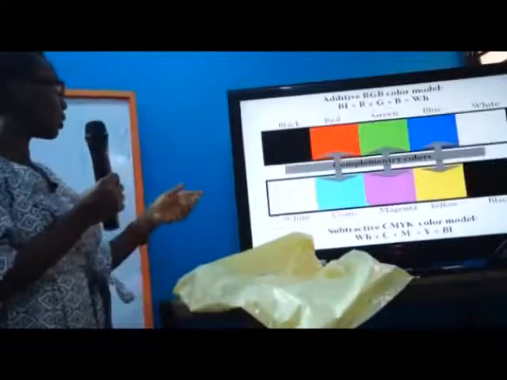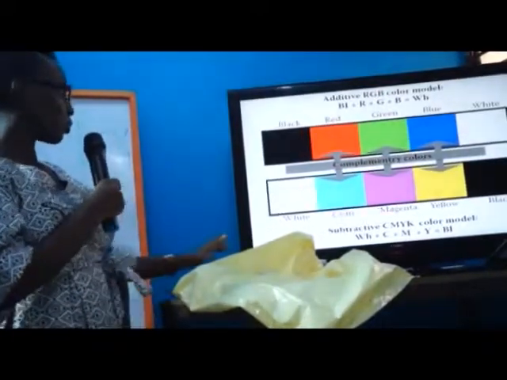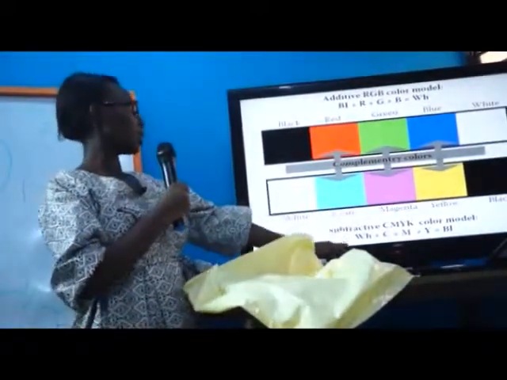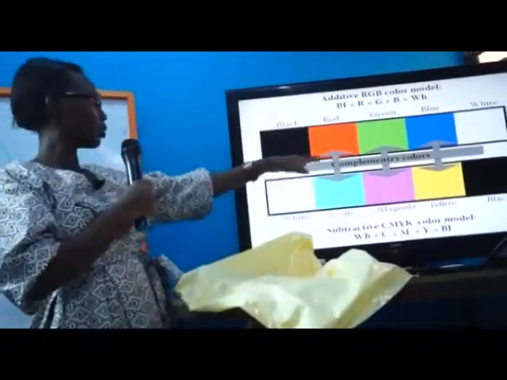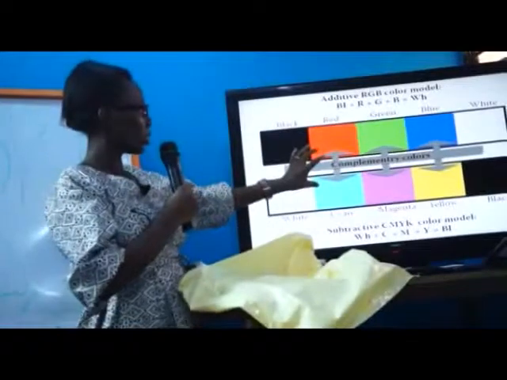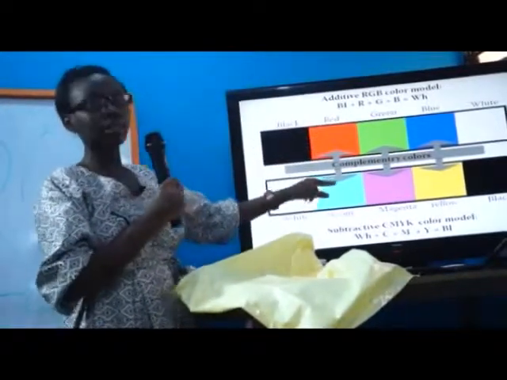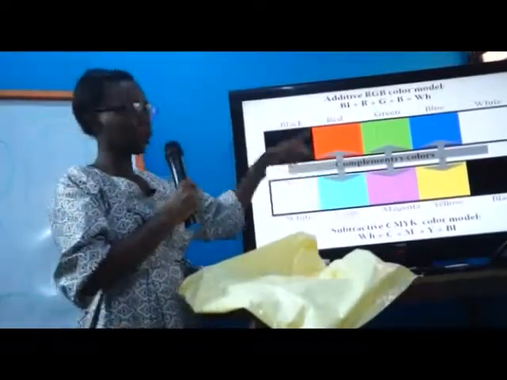If I continue, next slide. So just what we said at that time, it subtracts. RGB, it adds. And in the middle, we have complementary colors. This color, red and cyan. They are trying to tell us that red and cyan are complementary colors.